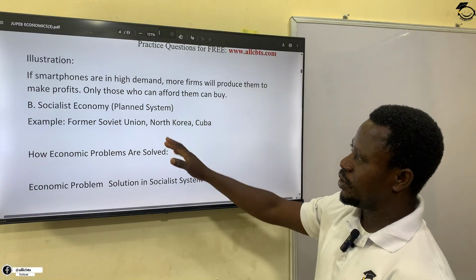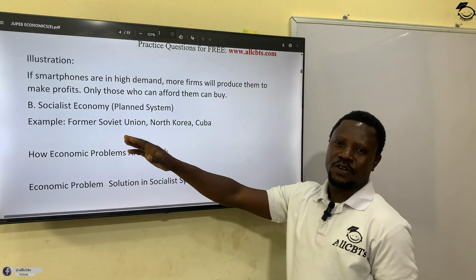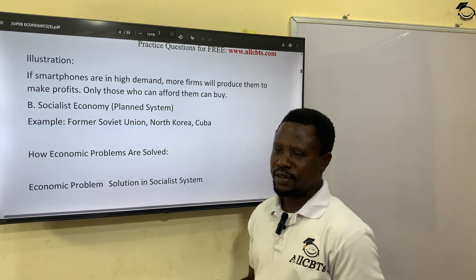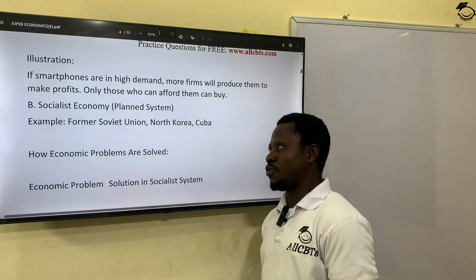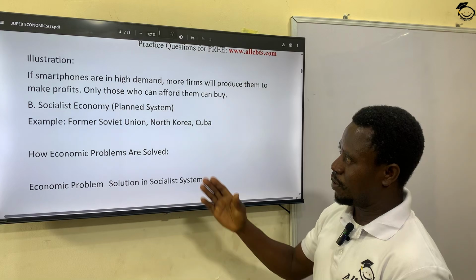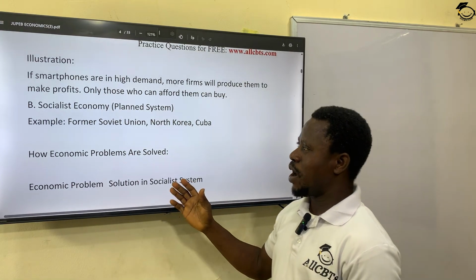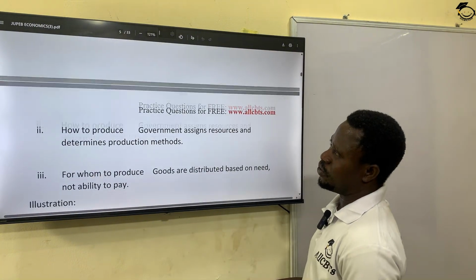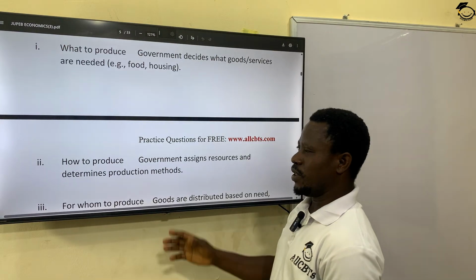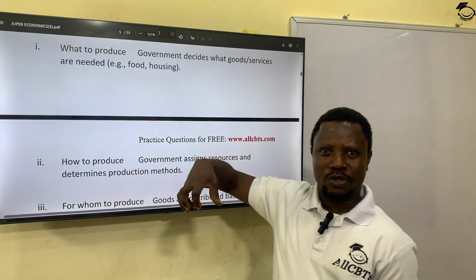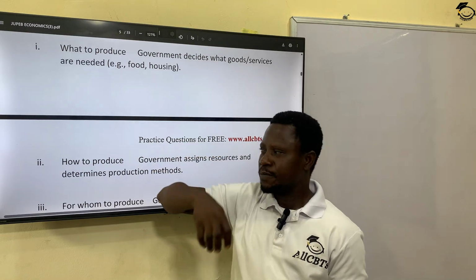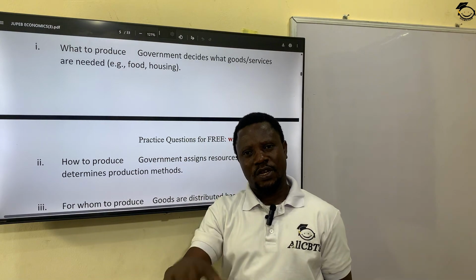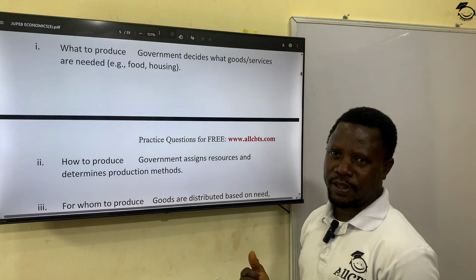Now let's look at the socialist economy. We have examples of the former USSR, of course North Korea, and Cuba. These are live countries operating this economic system, planned or command economy. So how are economic problems being solved in this system of economy? How to produce? Since it is a command economy, who is commanding it? The government. So the government assigns resources and determines the production method, whether labor intensive or capital intensive.